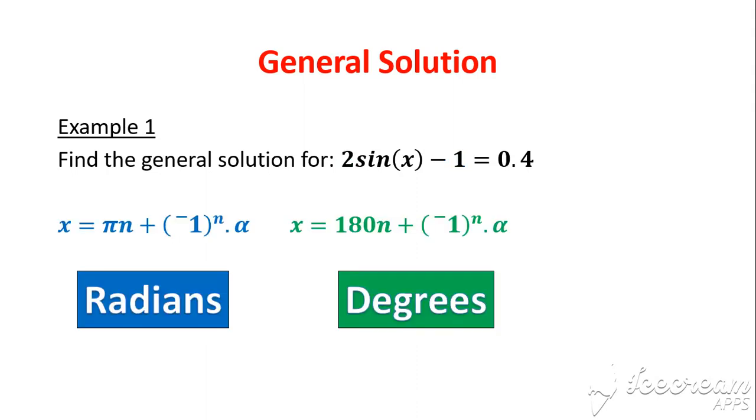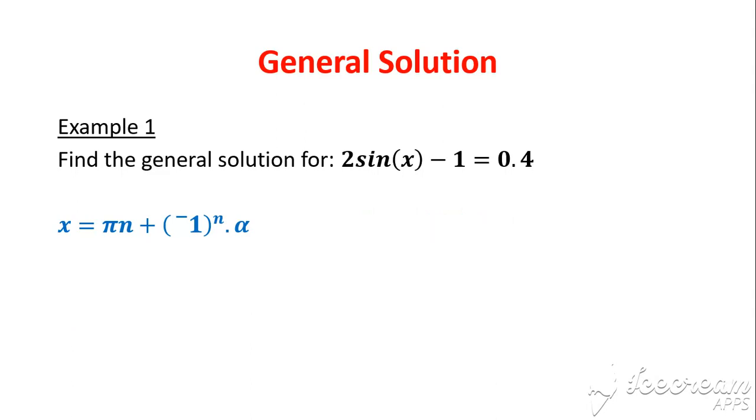Right, here are the two versions for the sine general solution, one in radians and one in degrees. And for this first example, we're going to focus on the radians once again. So x is equal to pi times n plus negative 1 to the power of n times this number alpha.